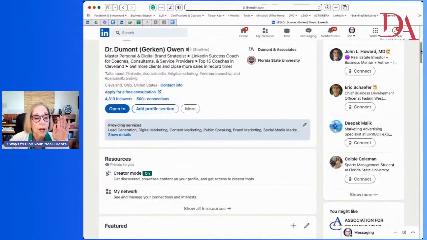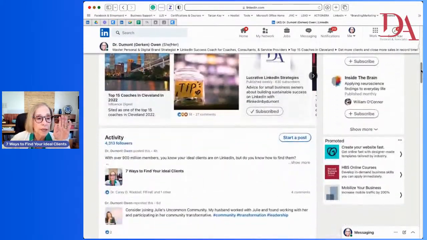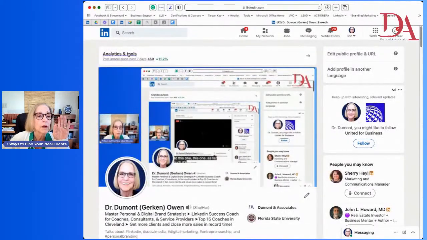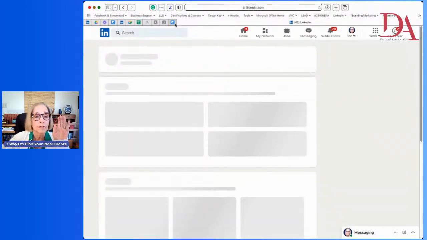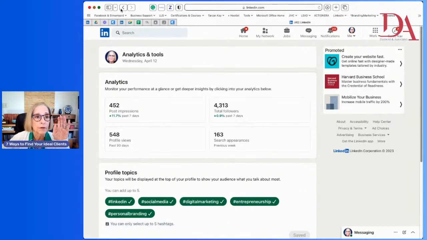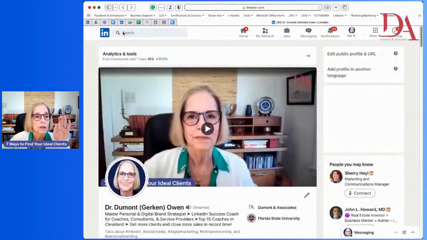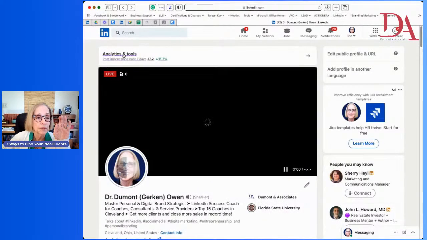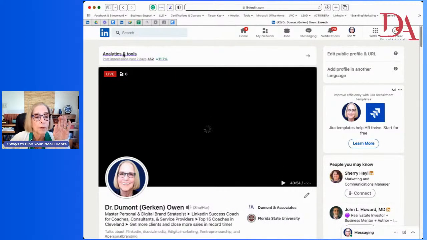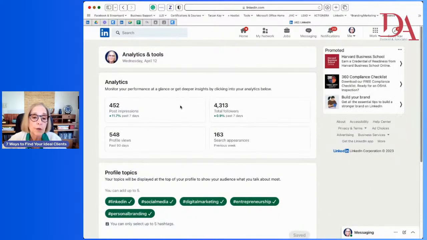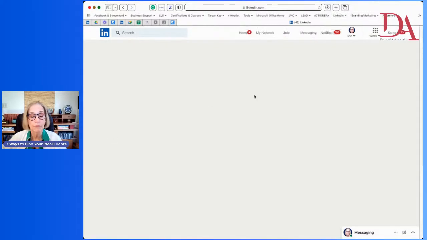Okay, so one last thing. Up here in analytics and tools, that's up in the left-hand corner of your profile. I'm going to go back because I did that pretty quickly. Here on your profile, see where it says analytics and tools? It's up above your banner to the left. You can look at total number of followers, or I could look at profile views.